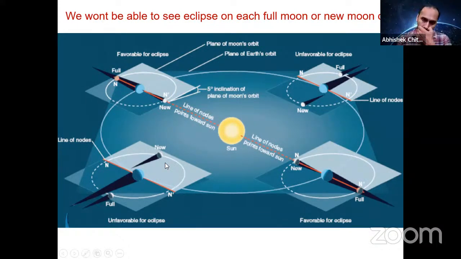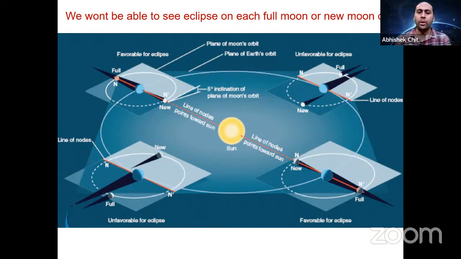and these two are non-favorable conditions for eclipse. So I would say, due to 5 degree tilt, although moon comes somewhere between earth and sun, the actual location is a little bit above or below the line joining this earth and sun. So since moon is not present exactly on the line of sun and earth joining, the shadow is not falling on earth, and you cannot see the solar eclipse on each new moon day, and similar reason for full moon day. Okay, I hope this is understood.